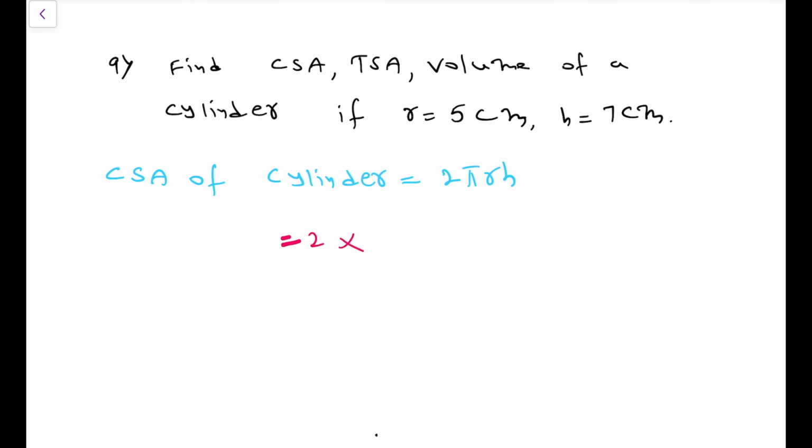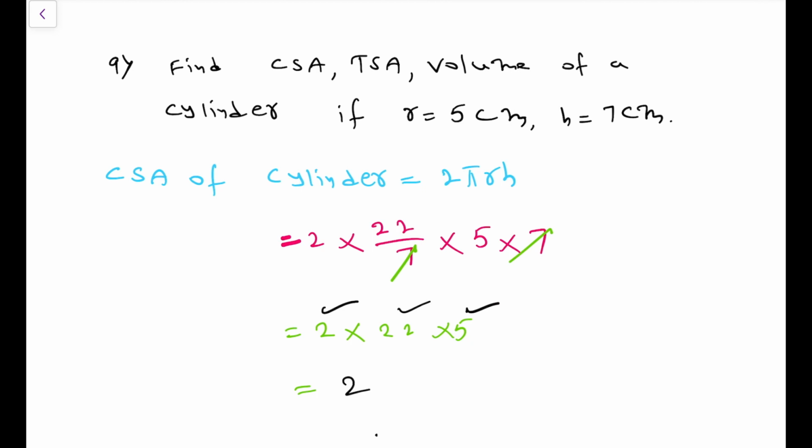In the question it is not mentioned particularly, so then we need to take it as 22 by 7 into radius 5 into height 7. This 7 will get cancelled, then we remain with 2 times 22 times 5. That will be equals to, 5 2s are 10, 10 into 22, 220. In the question the units are centimeters and we are finding area, so this will become centimeter square.